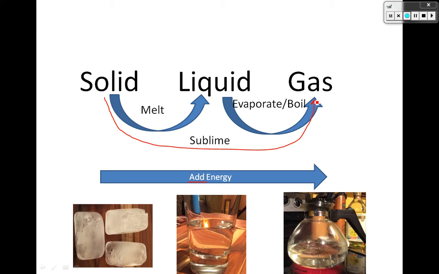So just think in the back of your head, like, where did that energy come from when we had the carbon dioxide? All right, so then going in the opposite direction, gas to liquid is called condensing. You've maybe heard of condensation. That's the liquid that forms like on the side of a cup of water on a hot day.